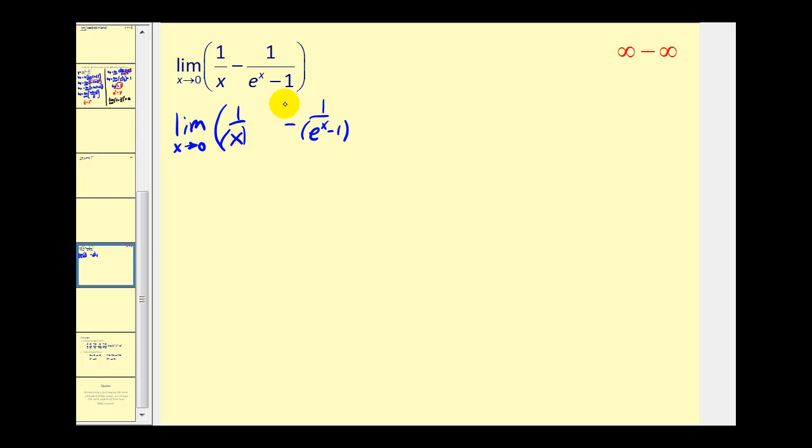So let's go ahead and add these two fractions together and then see what we have. So this first fraction is missing the factor of e to the x minus 1. And this fraction is missing the factor of x. So our common denominator is x times e to the x minus 1. And I'm going to go ahead and multiply that out. We'd have x e to the x minus x. And the numerator would be e to the x minus 1 minus x.